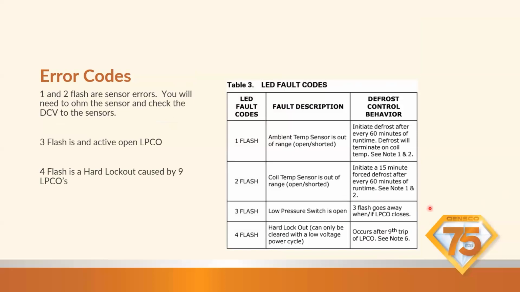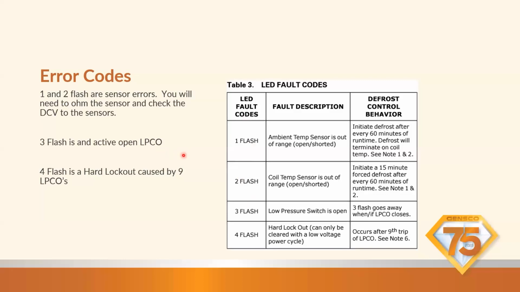Jumping into the first fault codes. On our boards, we have a few fault codes. The first little bunch here, you'll notice we have a flash code, right? So you're gonna have a 1 flash, 2 flash, 3 flash, 4 flash, so on and so forth. The first two are about our temperature sensors. So if you're getting a 1 flash, it's referring to the ambient temperature sensor. If you're getting a 2 flash, it's referring to the coil temp sensor.